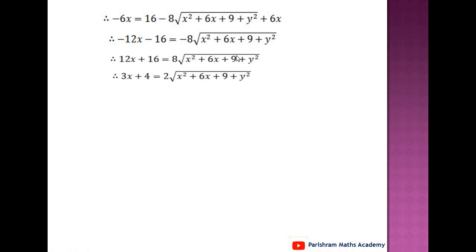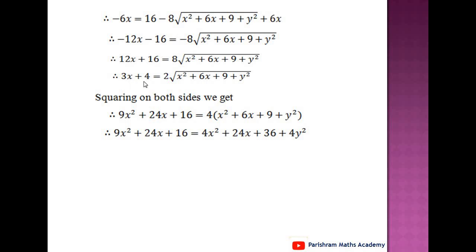Changing this sign, therefore 12x + 16 = 8√(x² + 6x + 9 + y²). Dividing by 4, we get 3x + 4 = 2√(x² + 6x + 9 + y²). Then squaring on both sides. The square of the left-hand side is 9x² + 24x + 16 equal to, here the square of 2 is 4, into the root cancels, x² + 6x + 9 + y².